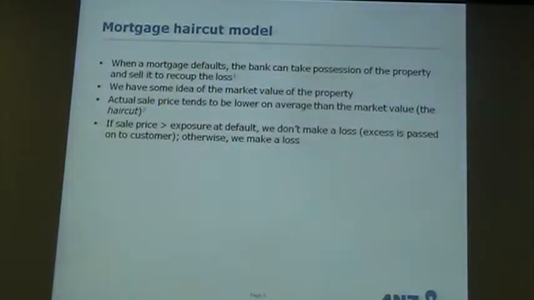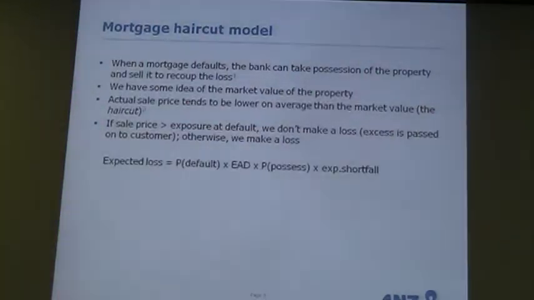So the idea is that we sell it for some amount. If the sale price is more than what's owing, which is called the exposure at default, then we don't make a loss, meaning the bank. So the excess just gets passed back onto the customer. If the sale price is less than the exposure, then we do make a loss. And the problem is to figure out what an expected loss is. So you have some probability of default, you have some exposure, you have some probability that it will be taken into possession, and then you have the actual shortfall at the end. So what I'm going to be talking about now is how I get that last figure, the estimated shortfall.